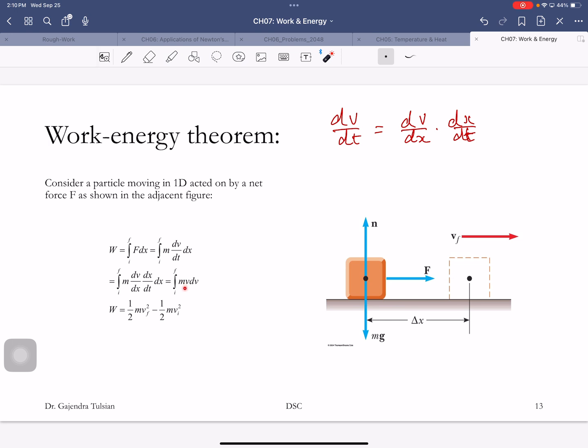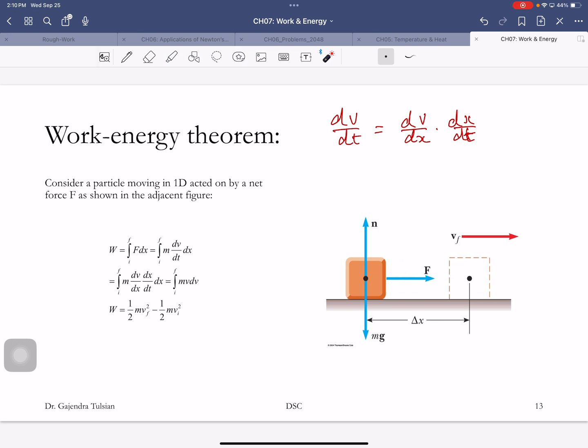Why did you do that? Well, this is easy to integrate. What is the integral of that? It's v squared by 2. So, you apply it to the initial and final point. So this is 1/2 mv squared minus 1/2 mv squared initial. What was that? That's kinetic energy.